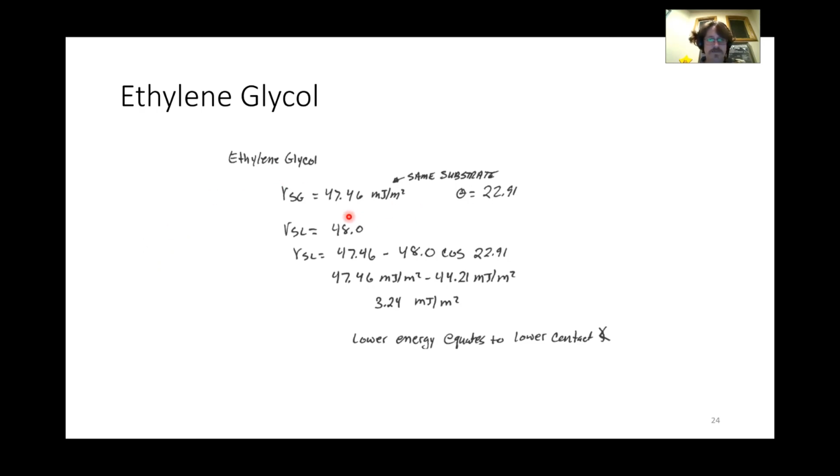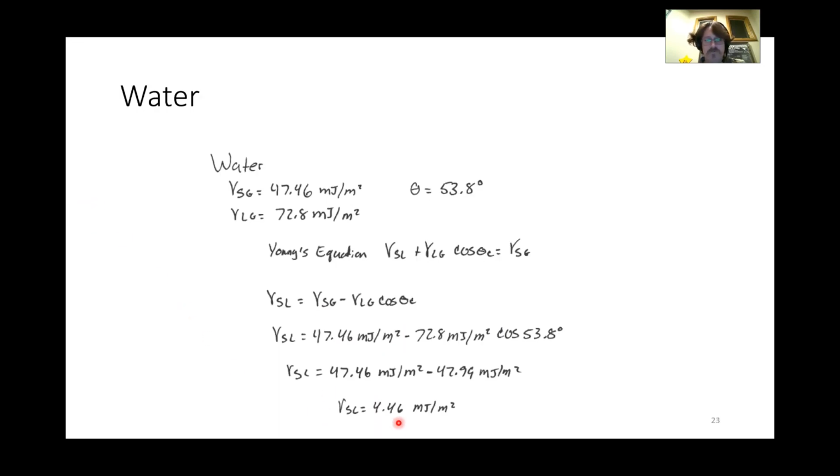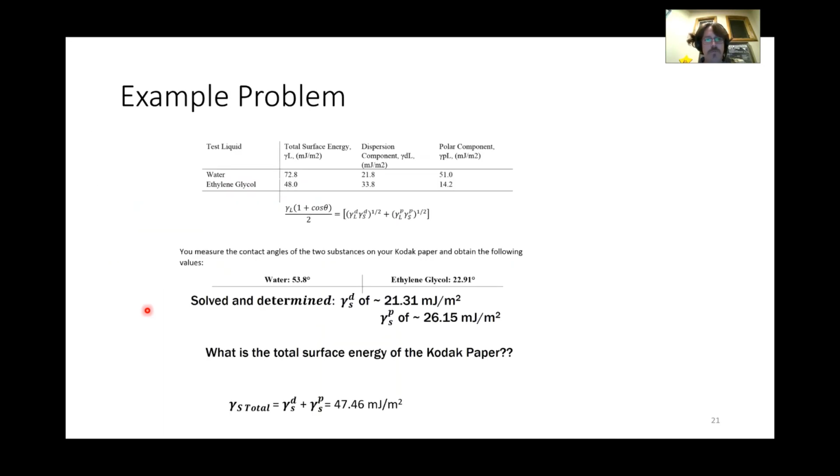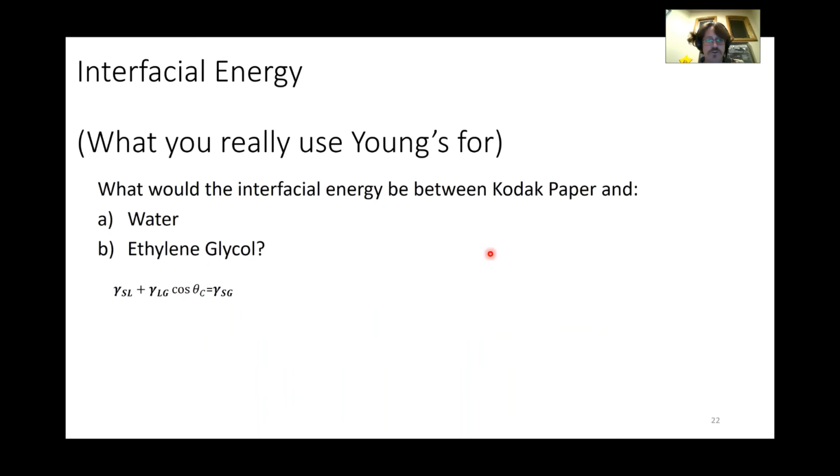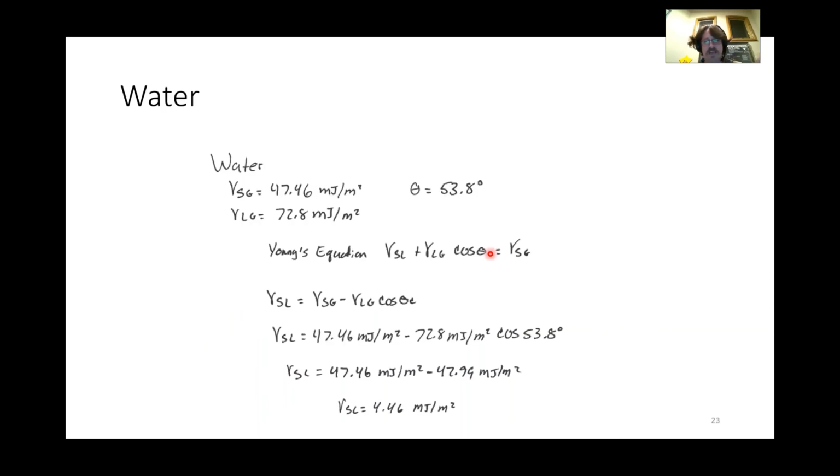And again, it's the same substrate. And so the ethylene glycol has a lower interfacial energy, 3.24 versus 4.46 for the water. If we go back, we see that the water contact angle is 53.8 degrees, and the ethylene glycol contact angle was 22.91 degrees. So it had a lower contact angle, so that means it had a lower energy, and we've kind of seen this mathematically.